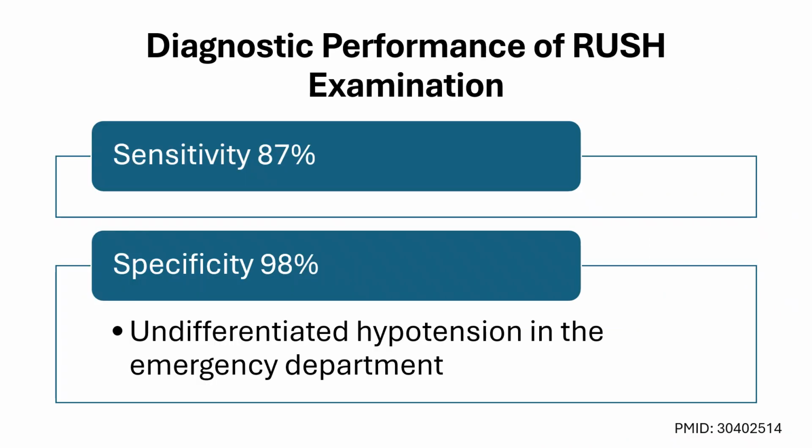So what about the test performance of the RUSH examination? It has a sensitivity of about 87% and specificity of about 98% for undifferentiated hypotension in the emergency department. We can extrapolate this data to the PACU, or postoperative care unit, and ICU.